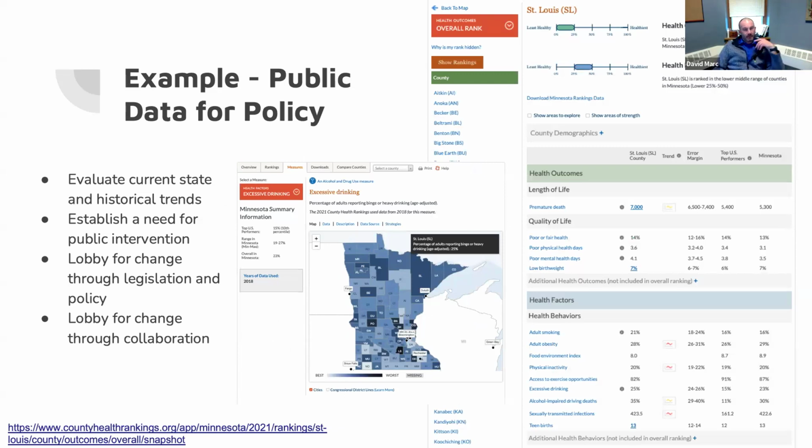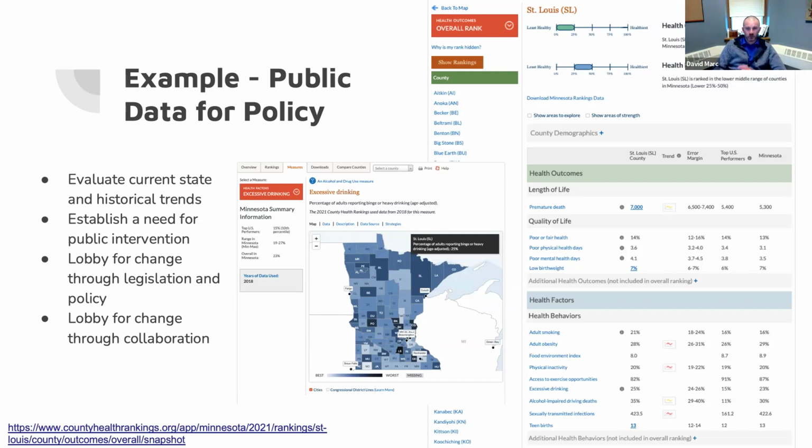So this is an example of county health rankings, and you can evaluate current state and historical trends that could be used for creating public intervention and lobbying for change through legislative or policy changes, and collaborating with colleagues and public agencies to say, this is important, this is something we need to have greater, more initiatives around.